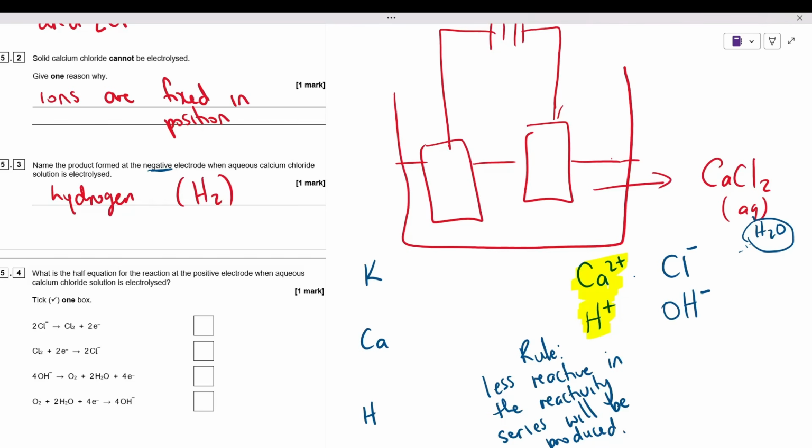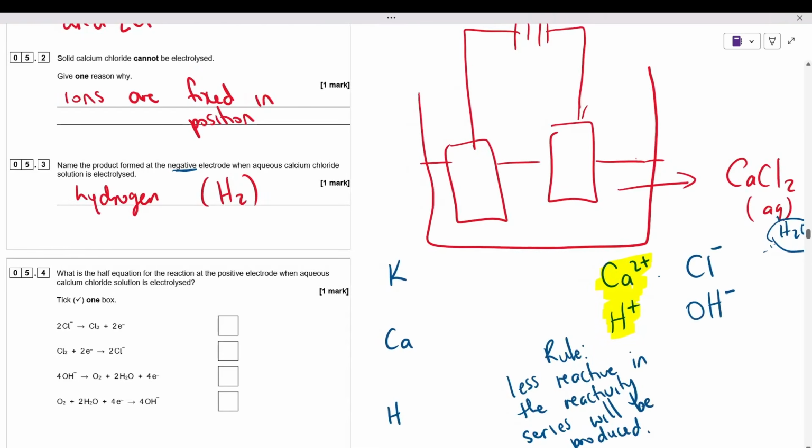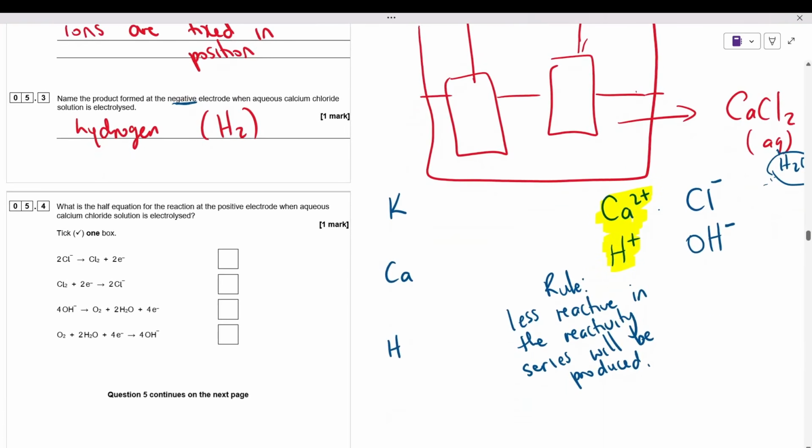Once it is less reactive in that reactivity series of metals, then it is going to be preferred. It is going to be produced. Okay. Now, number 5.4, what is the half equation for the reaction at the positive electrode when aqueous calcium chloride is electrolyzed? Okay, now let's look at this electrode.